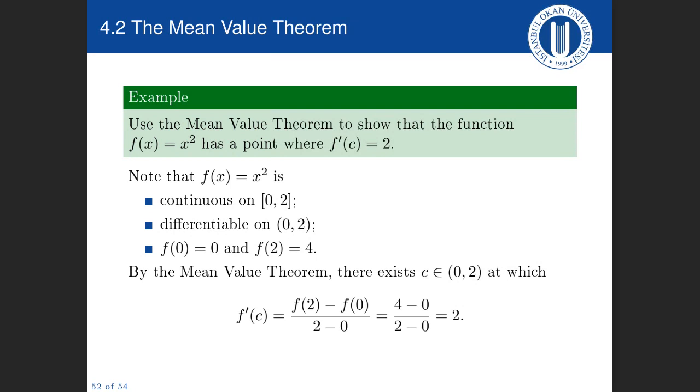By the mean value theorem, somewhere between 0 and 2, there's a point c where f prime of c is equal to f of 2 minus f of 0 over 2 minus 0. And because I've chosen 0 and 2 carefully, this is equal to 2.